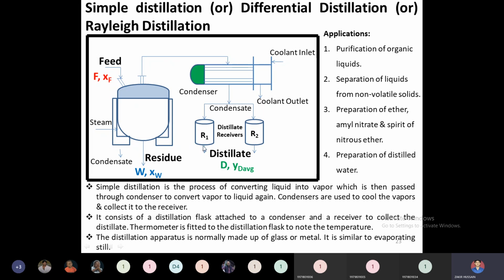Initially, the concentration of the more volatile component in the receivers will be high. As time passes, the concentration of the more volatile component becomes lean and the concentration of the less volatile component becomes high. So the average composition needs to be taken out. The average mole fraction of the more volatile component needs to be calculated, because the concentration differs for each cut, depending on the temperature and the volume of liquid vaporized.